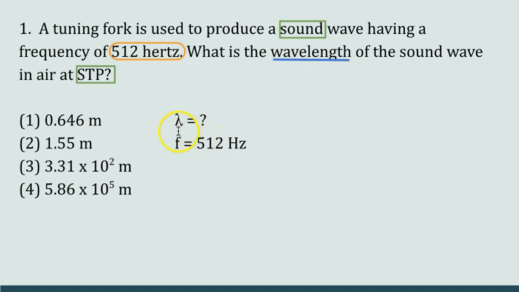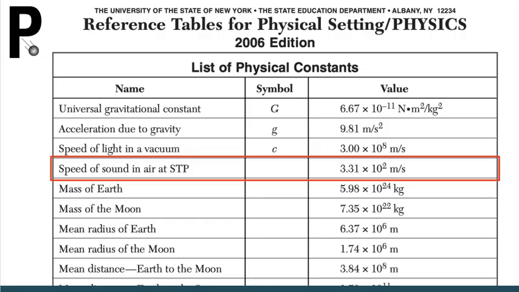The variable for wavelength is this Greek letter lambda. It looks like this. And then I also know f is equal to 512 Hz. That's all the information that is given to me outright, although the keywords help me find one more piece of information that I need to know. Sound and STP are two words that I picked out because that's going to lead me right here to the front page of my reference table.